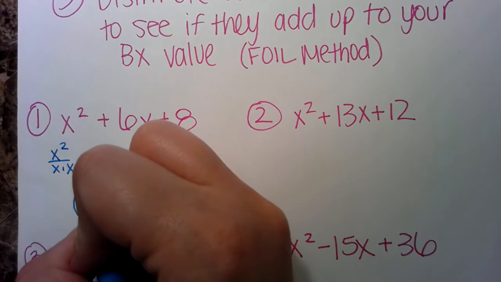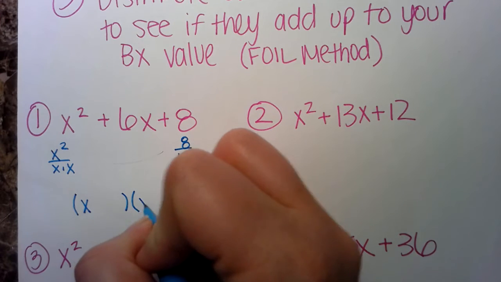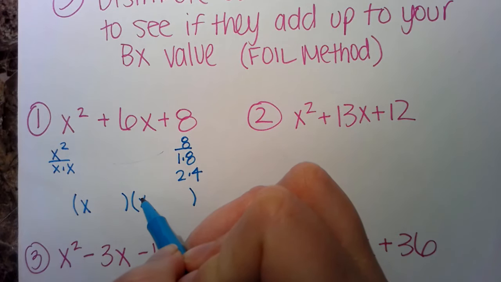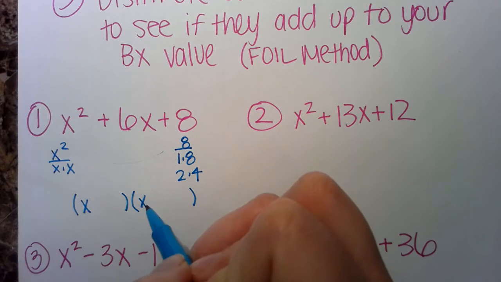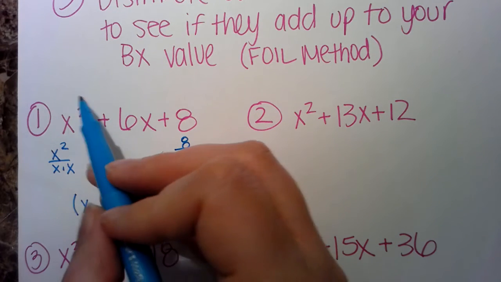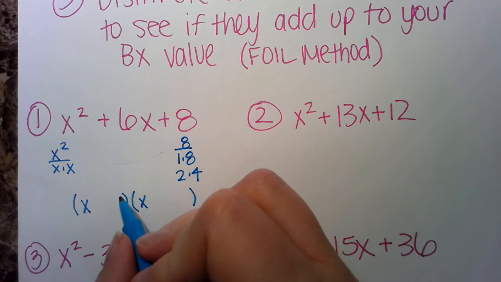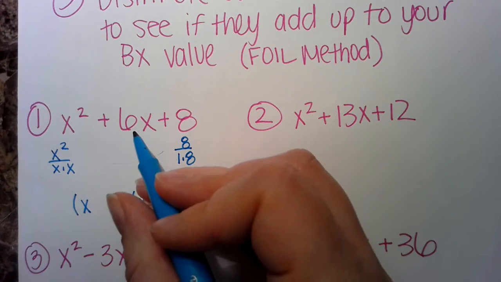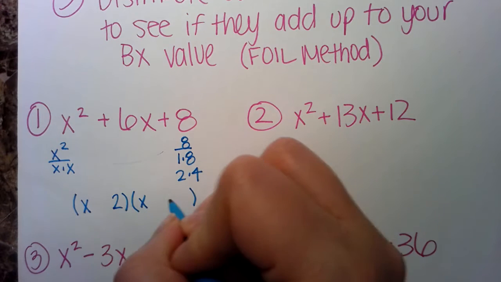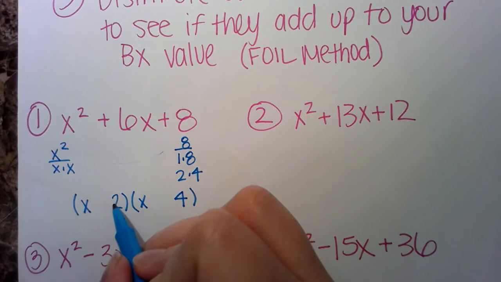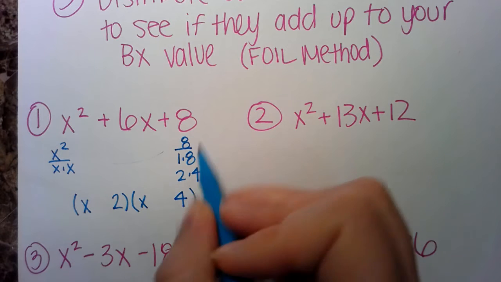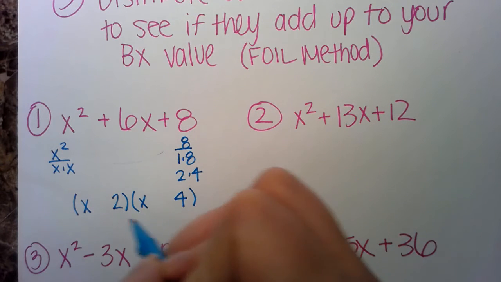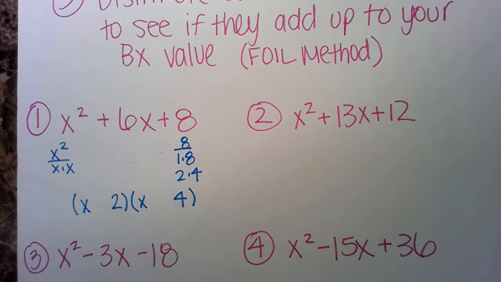So I'm going to set up my two binomials with the x in the first term. Because if you think about it, if I distribute for first in the FOIL, I get x and x. X times x gives me x squared. Now I'm going to take two factors from here that I think are going to add up to 6. So that's going to be 2 and 4. And if I do 2 times 4, that gives me 8, which is the last part of the FOIL method.